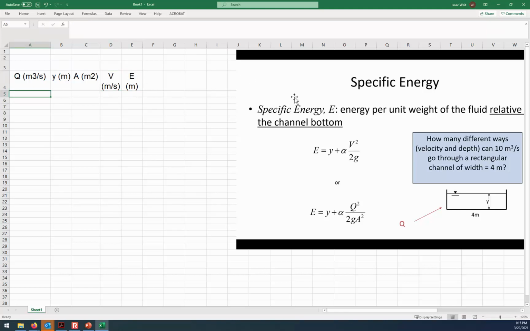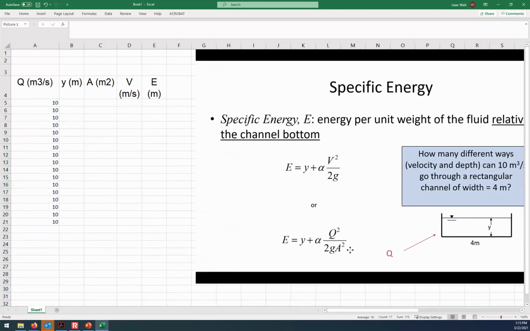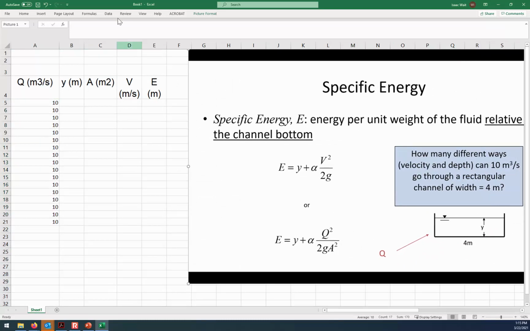Okay, so all of the different depth combinations are going to have the same flow rate of 10 cubic meters per second. So I'm going to look at a lot of different depths. So, for instance, this is a rectangular channel, which is nice because that geometry is simple for calculating the area, for example.